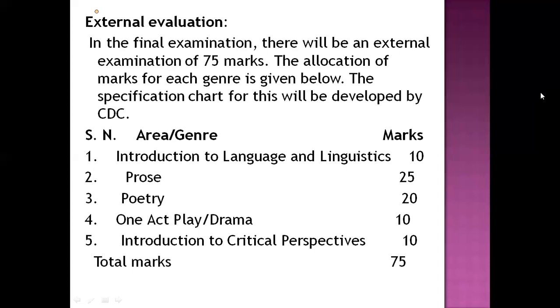Well, in this video, I have just talked about the internal evaluation and external evaluation, and I also talked about the course, the nature of the course. I hope all the students will get the concept very clearly.